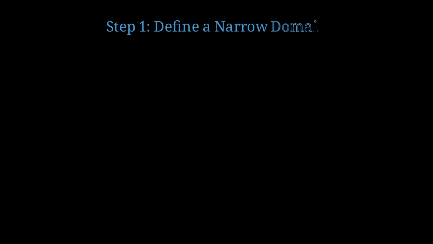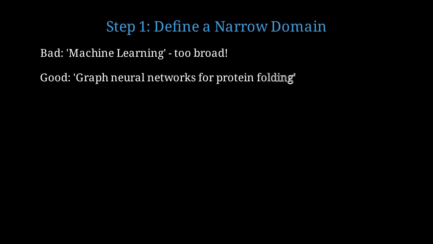Step 1. Define a narrow domain. This is absolutely critical. You cannot discover meaningful gaps in all of machine learning or all of biology. A bad domain definition would be machine learning. That's far too broad. You'll drown in irrelevant papers and spurious gaps. A good domain definition is graph neural networks for protein folding. This is specific enough that you can actually read the key papers and verify claims.